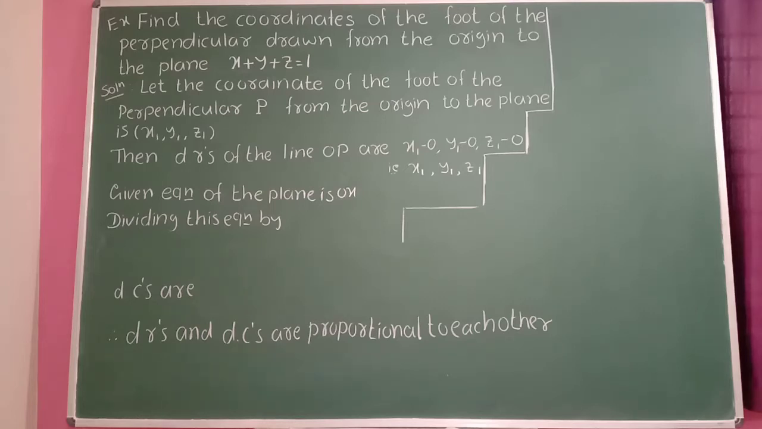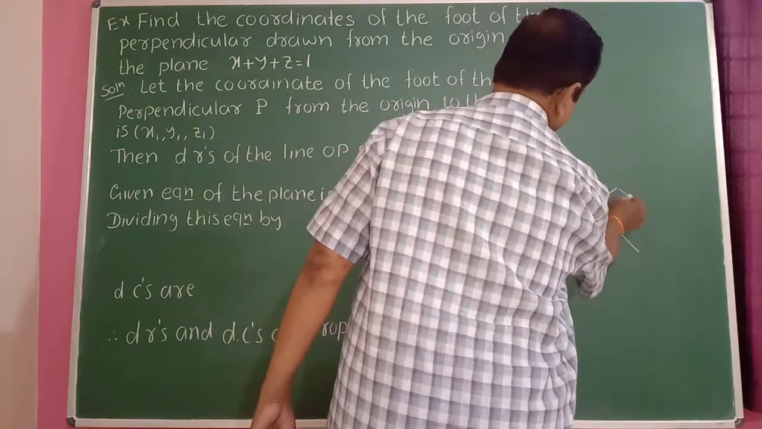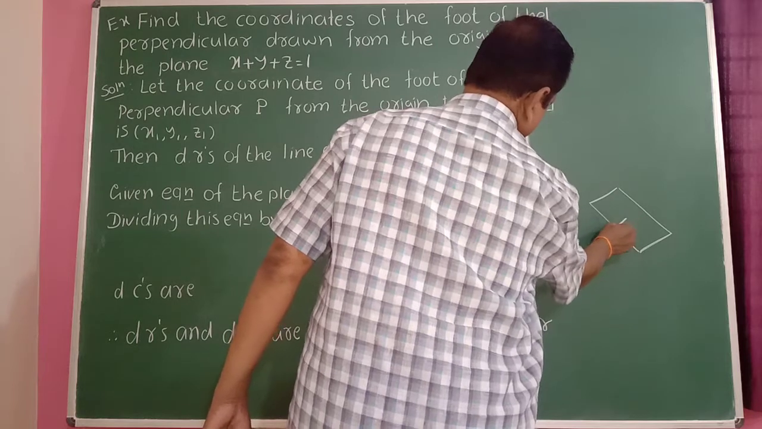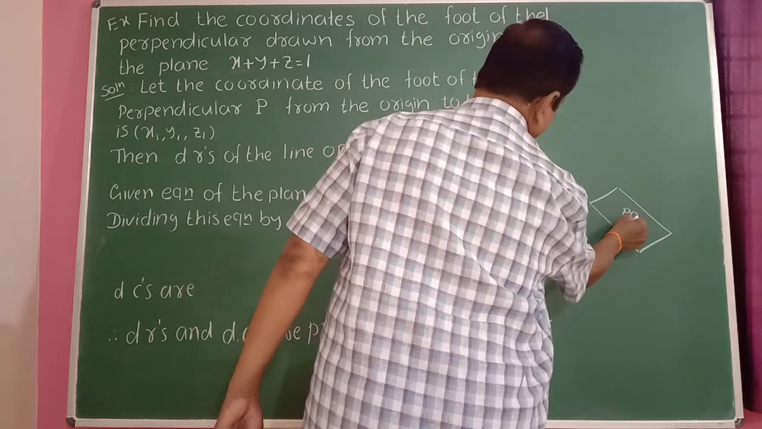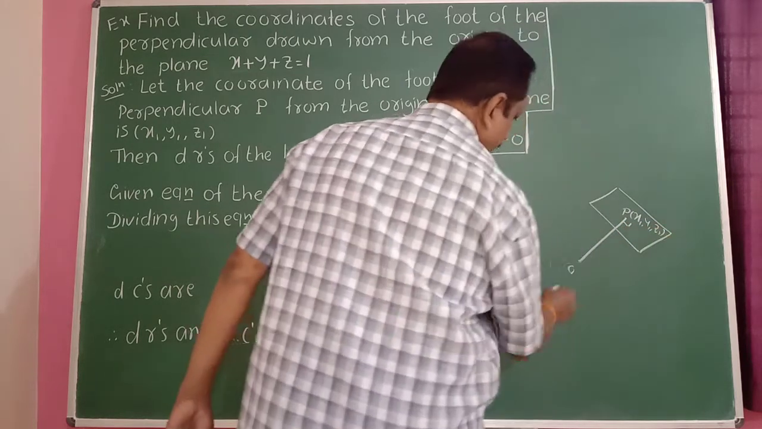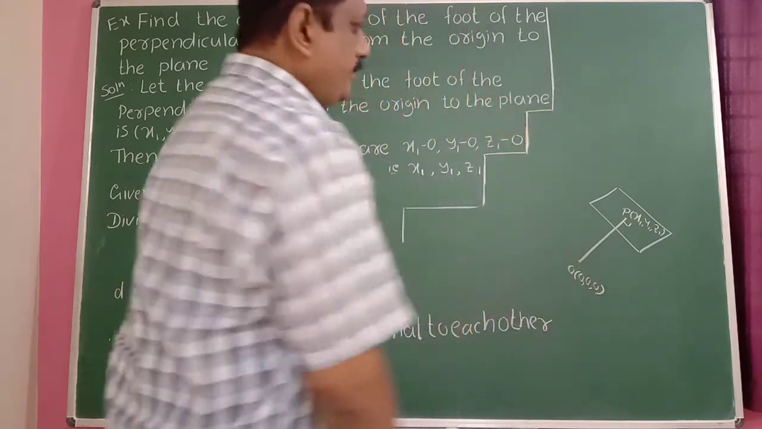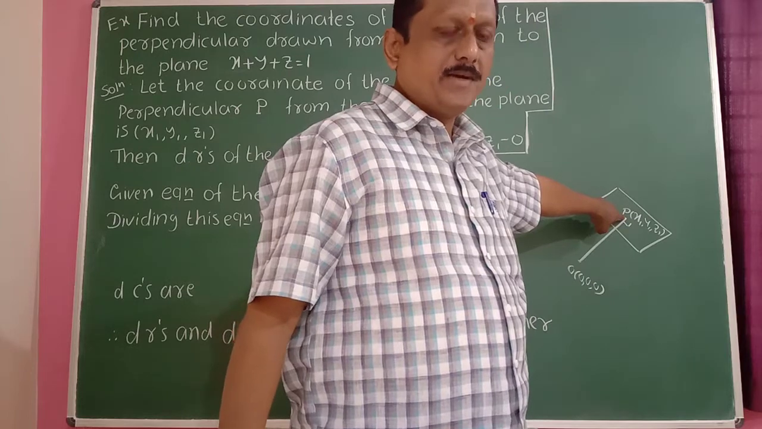Find the coordinates of the foot of the perpendicular drawn from the origin to the plane here. Suppose this is a plane and here is the origin O. Then OP is perpendicular to this plane. The coordinates of P are x1, y1, z1, and the origin is 0, 0, 0. We want to find this point, the foot of the perpendicular.